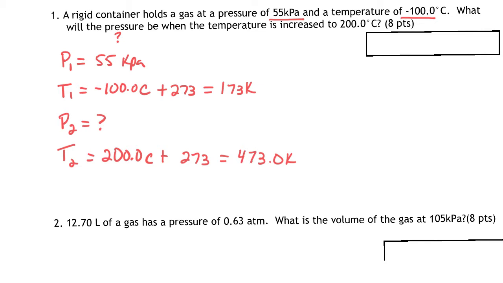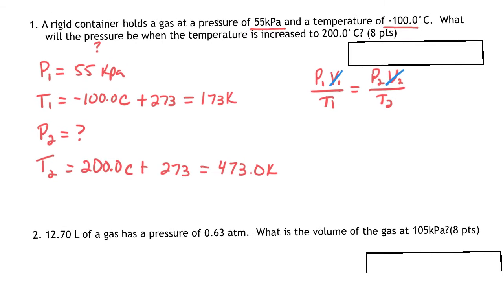Now the formula that I'm going to use for each one of these is the combined gas law. Because when I've got change going on, I can use the combined gas law, and I can just cross off the variables that I don't need. So the combined gas law is P1 times V1 over T1 is equal to P2 V2 over T2. Now in this problem, volume is not mentioned at all, so I don't really need to have that. I can just cross it right off and ignore it.